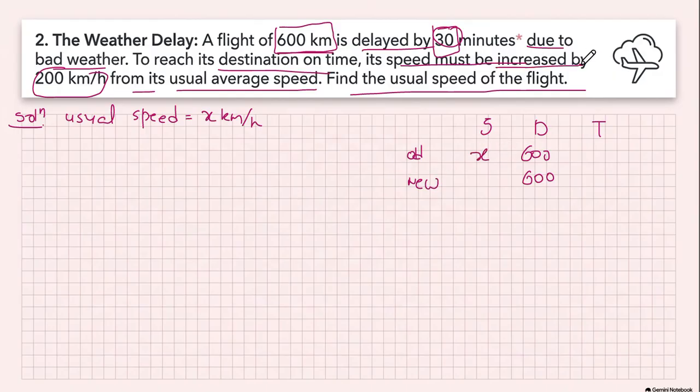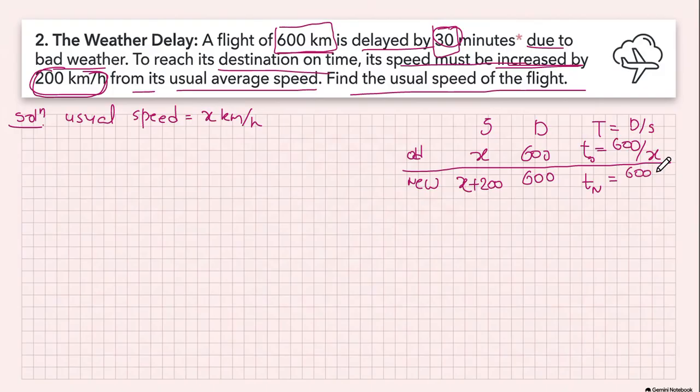So how much speed is increased? Increased by 200 km per hour from its usual speed. Okay, so old speed is x, so new speed will be what? x plus 200, increased by 200, no? So x plus 200, this is the new speed. So calculate the time. Time is given by what? Distance upon speed. So for the old one, what is the time? 600 upon x. This is the time taken with the usual speed. And what is the time with the new speed? 600 divided by x plus 200.